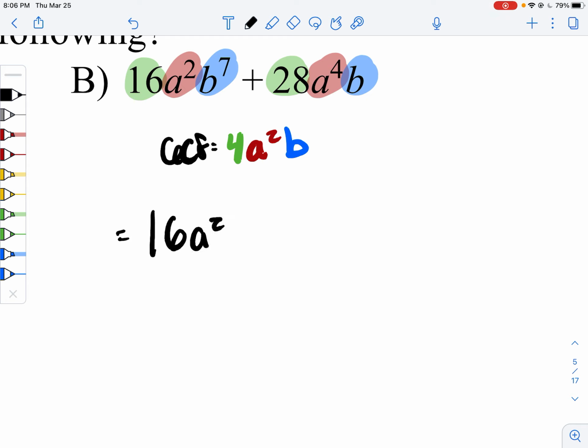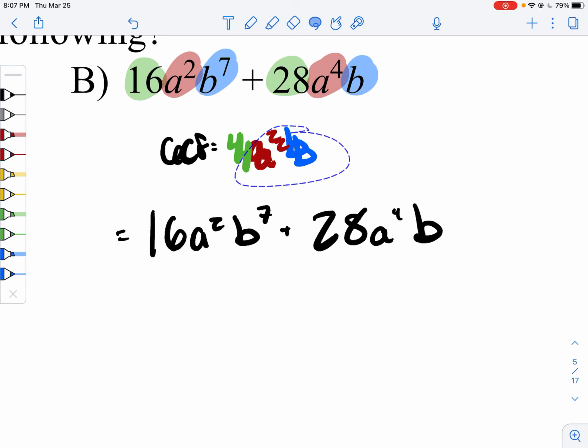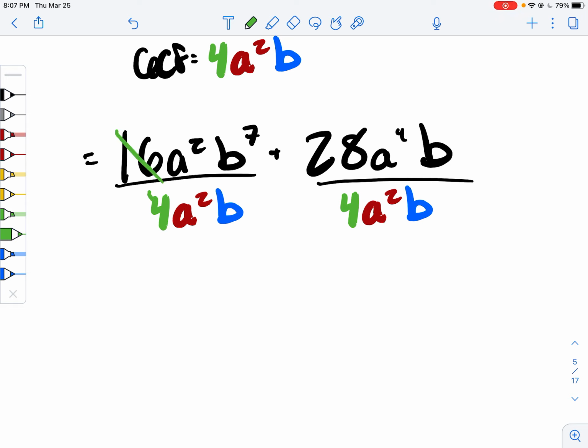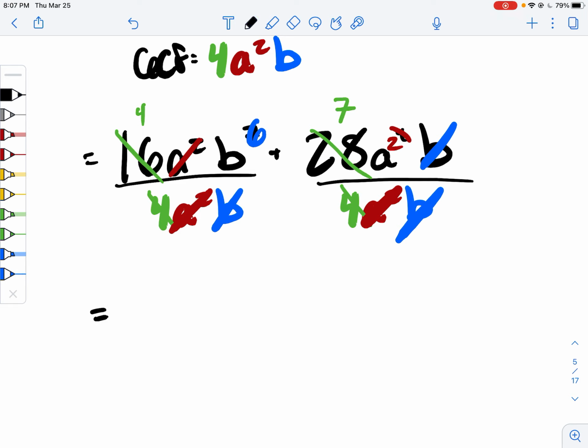We're going to take each of these terms and divide it by 4a squared b. So 16a squared b to the 7th plus 28a to the 4th b divided by 4a squared b. This time I'm going to keep the color coding on each of them, and you'll watch how they reduce. So let's divide. 16 and 4 reduce out to 4. 28 and 4 reduce out to 7. A squared and a squared reduce out, a to the 4th and a squared reduce out to a squared. And finally, b to the 7th over b is b to the 6th, and b over b is nothing. So our factored part is 4b to the 6th plus 7a squared.